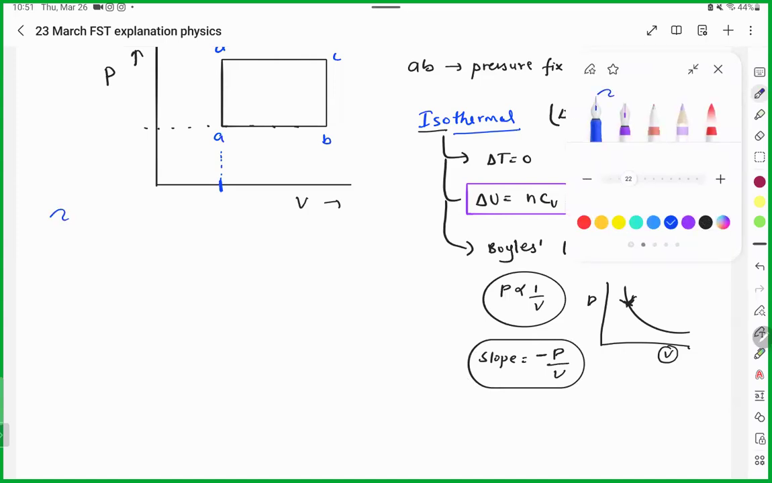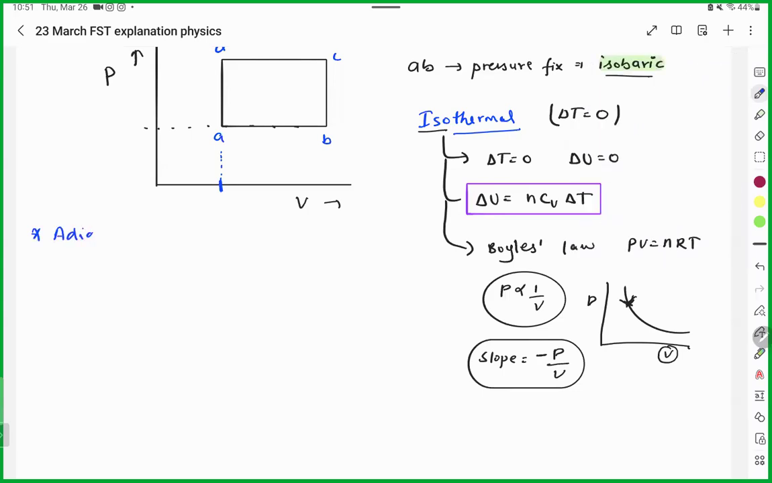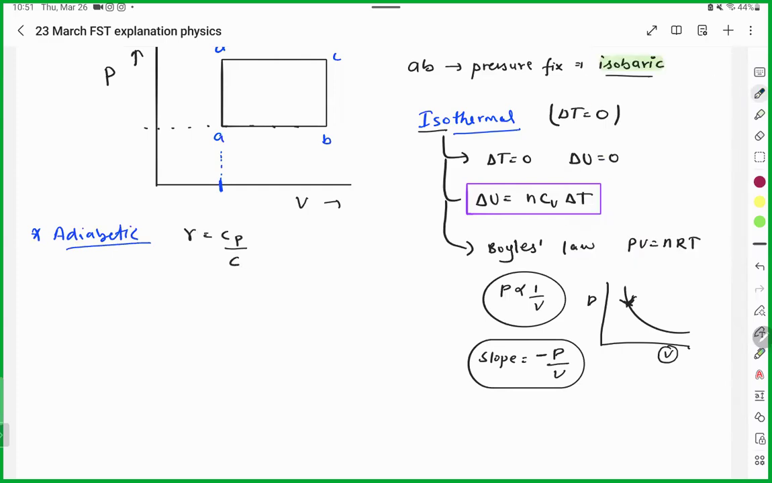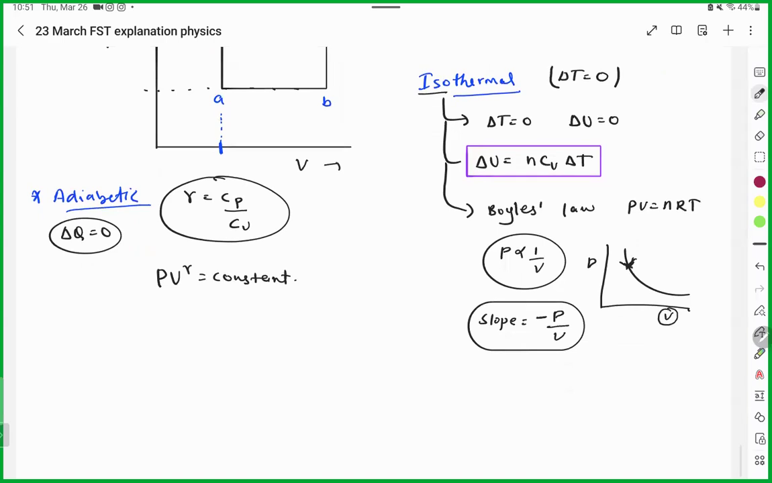Then you have the adiabatic process. In the case of the adiabatic process, you introduce one concept, gamma, which is equal to Cp by Cv. In an adiabatic process, change in heat is zero. If change in heat is zero, you will say that PV gamma is equal to constant. PV gamma is equal to constant. Okay, very important.